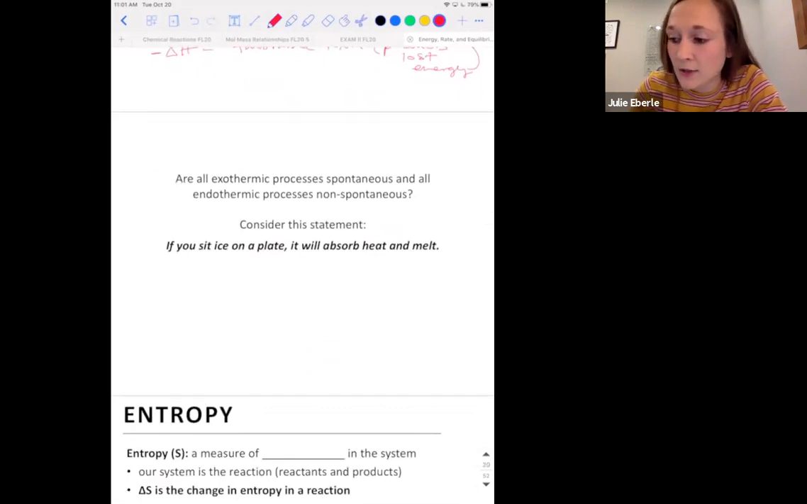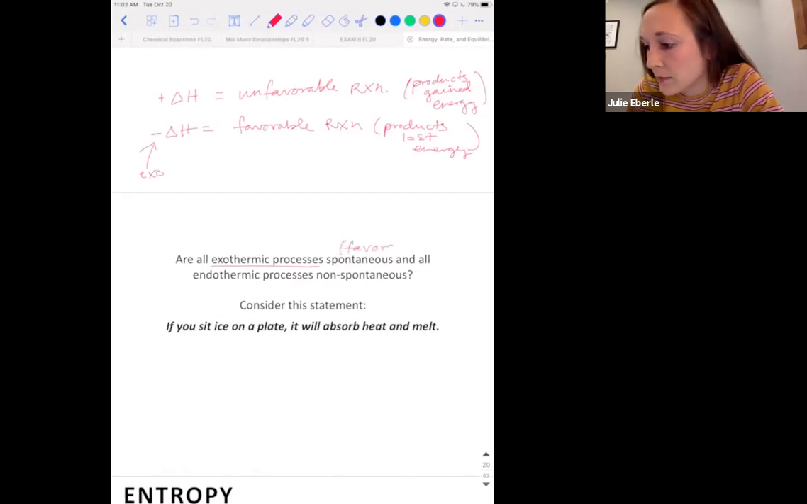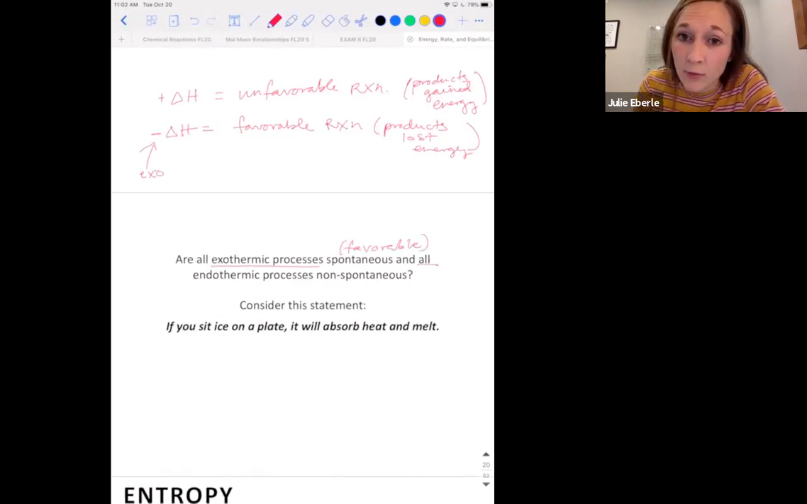And to do that, I'm going to ask you to think about this. I'm going to read this statement on the slide. I'll go back up as well in case somebody's still writing. I'm going to read this question on the slide, and then we're going to consider the statement in bold directly underneath. So based on what we just said, are all exothermic processes, which is this one, this is exo, are they spontaneous or favorable? Okay, remember we can always substitute the word favorable. And are all endothermic processes non-favorable or unfavorable or non-spontaneous? Can we say all? Can we use the word all there? Well, before we answer that question, consider the statement below.